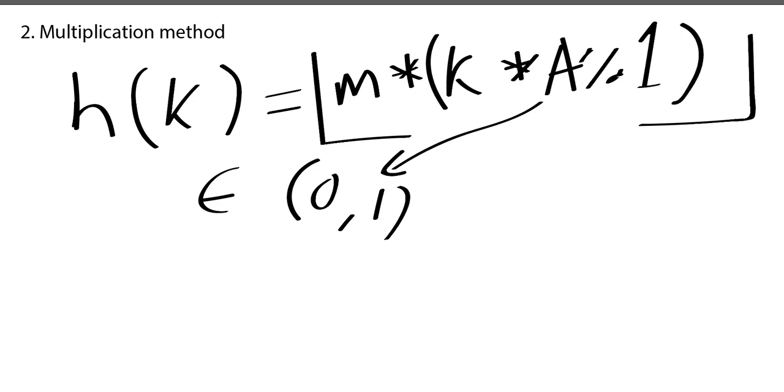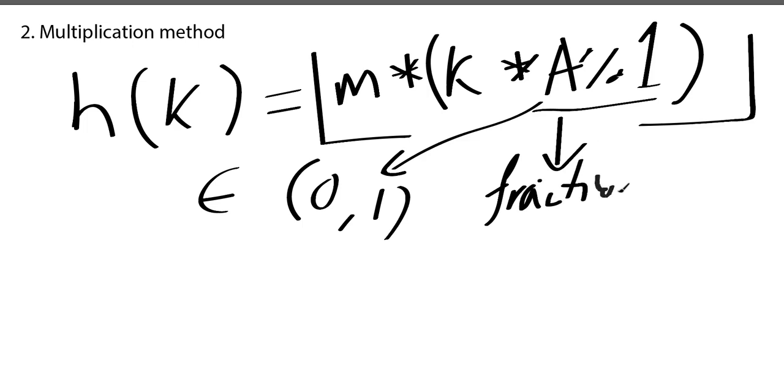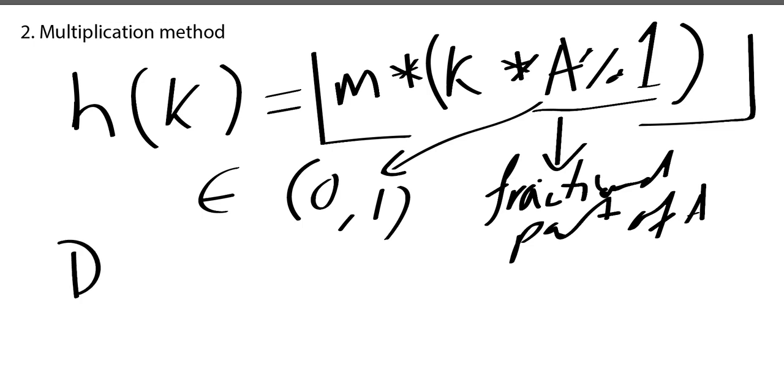This mod of 1 returns the fractional part of k times a. That's what that mod 1 will do. And there's this guy named Donald Knuth.